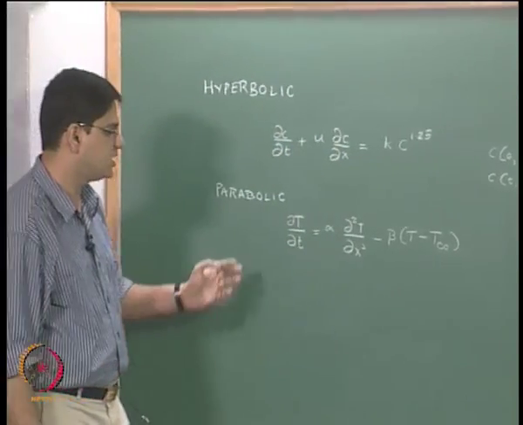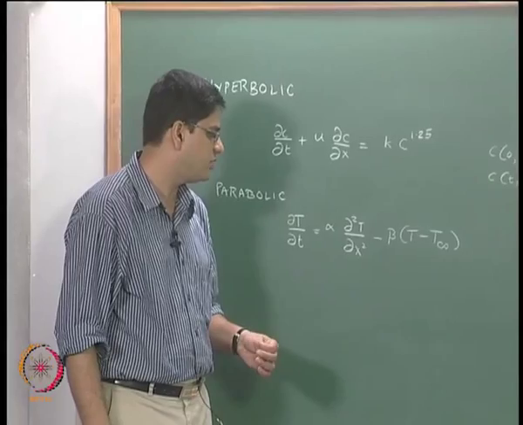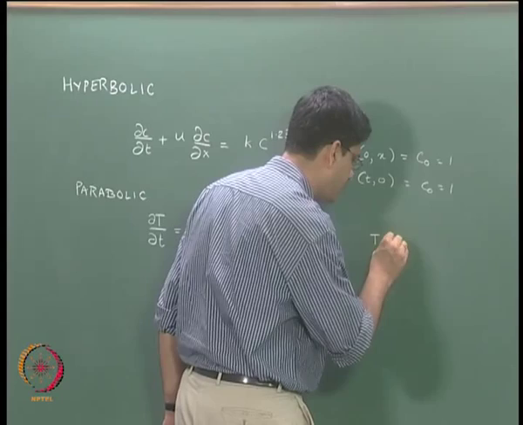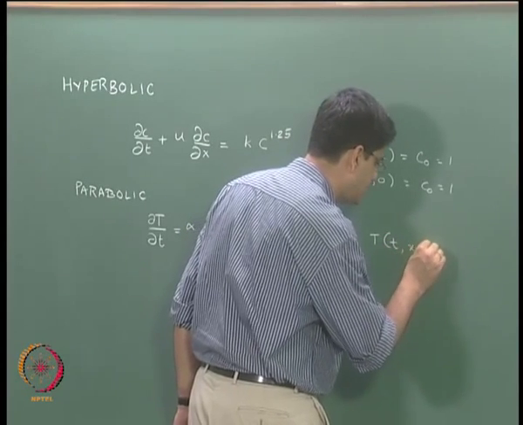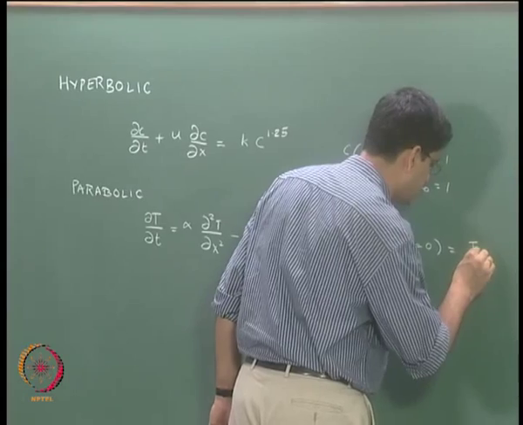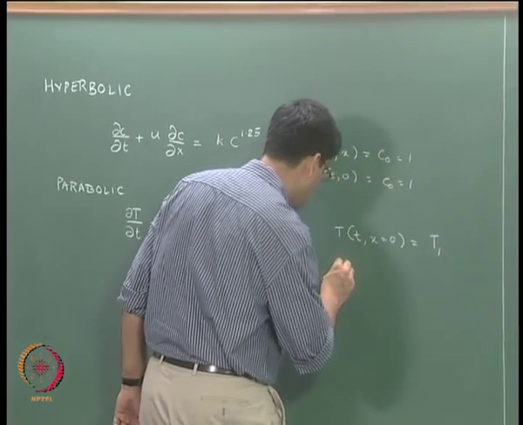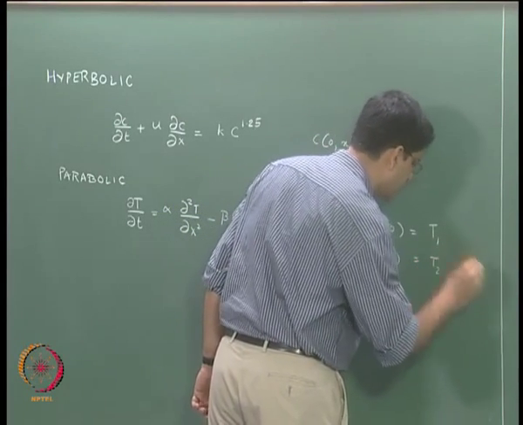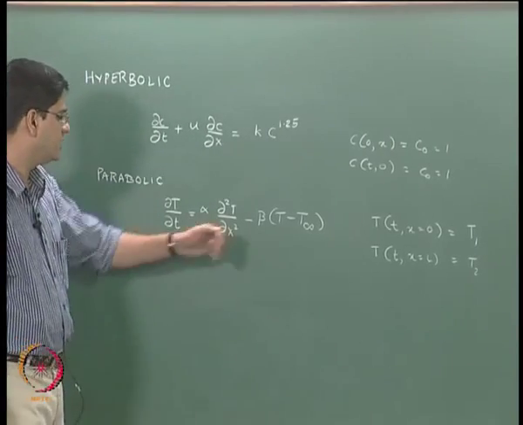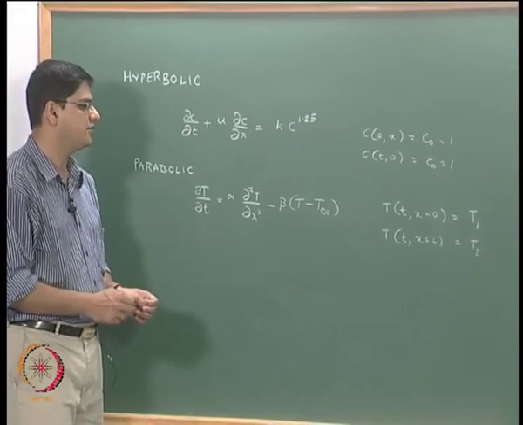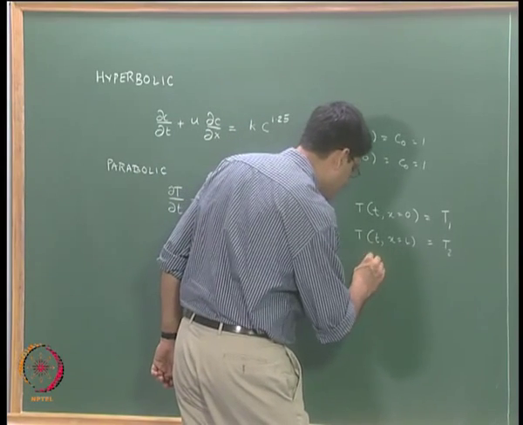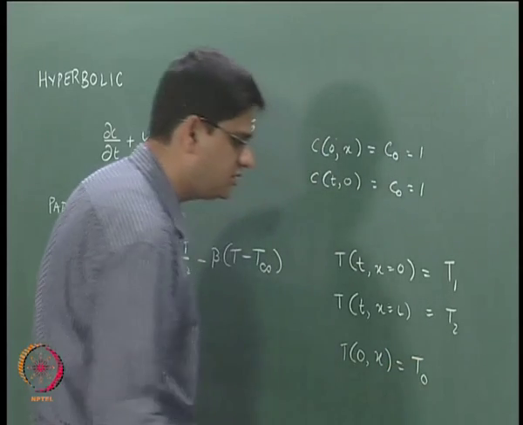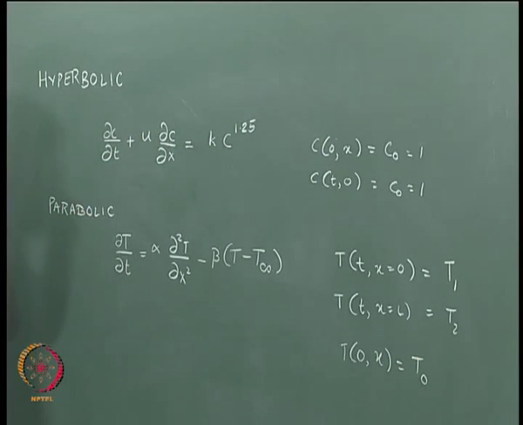And for simplicity we will use the Dirichlet type of boundary conditions instead of Neumann type boundary conditions. That is, the temperature at all times at x equal to 0 is some T1, let us call that, and temperature at all times at x equal to L we will call some temperature T2, okay. And this is going to be our parabolic equation, and of course we also need an initial condition in time, and T at time equal to 0 and all x is given as some temperature T0, okay. So these are the two examples that we are going to solve.